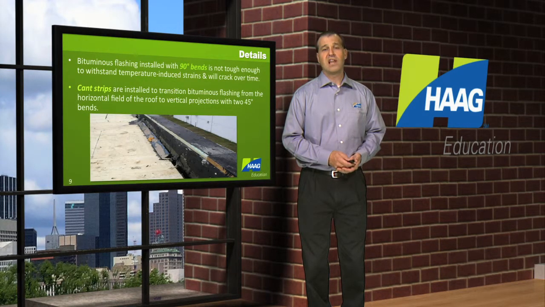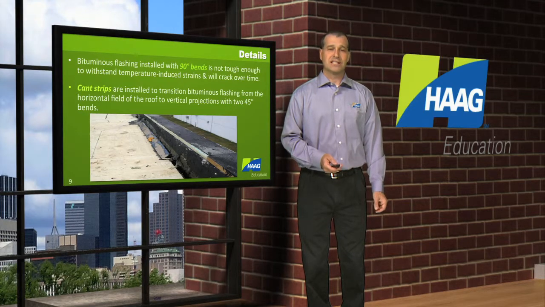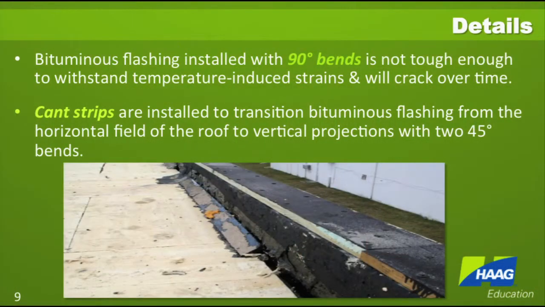The photograph on this slide shows a cant strip during installation. The purpose of that cant strip is to create 45-degree transitions. Asphaltic or coal tar built-up roofing does not have enough flexibility to make a 90-degree turn going from a flat roof to a wall. So the use of cant strips makes that transition more gradual and also provides support for the roofing material.